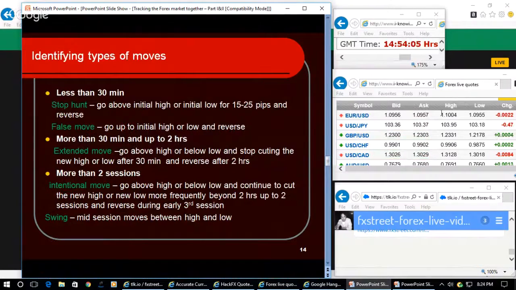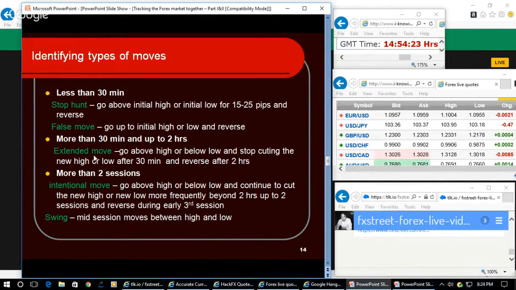Above the high and below the low, they make stops for about 15 to 25 pips. False move: they go up to the high and reverse, or up to the low and reverse. And they do it before the data release and also during the gap time. That is considered a false move.